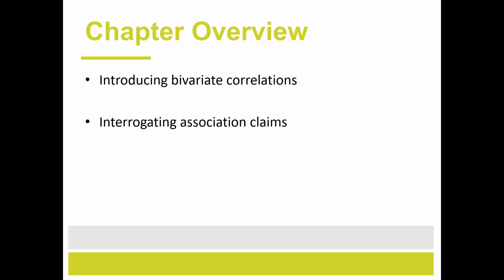This chapter is divided into two main parts. The first part is an introduction to bivariate correlations, where we'll discuss simply what they are and how they're performed, whereas the second part examines how claims associated with correlations are interrogated. We'll discuss how we can interrogate such claims using the same four validities we've discussed in previous chapters.